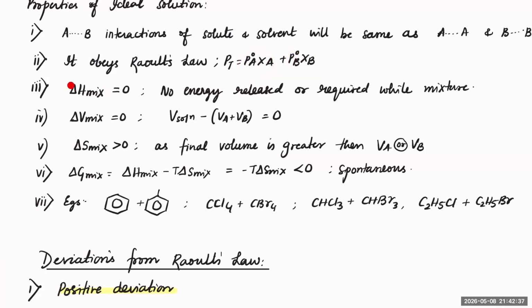Next, delta H of mixing, that is, the enthalpy change observed in the mixing, has to be zero for an ideal solution. So there should not be any energy released or absorbed during the mixing of the solution. And because no energy is released or absorbed, there should not be any change in the total volume either. So the total volume should be the same as the volume of the individual solute and solvent, so V solution minus (Va plus Vb) should always be equal to 0.